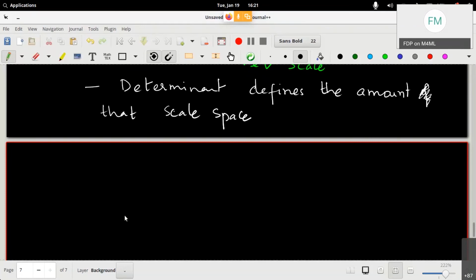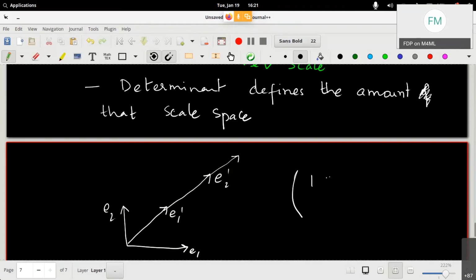So you could just say that you have two vectors E1, E2, and I have E1 prime, and it could just scale into this direction. So this is one dimension. So what could be your vector? So you have 1, 2, 1, 2. So what does it mean?